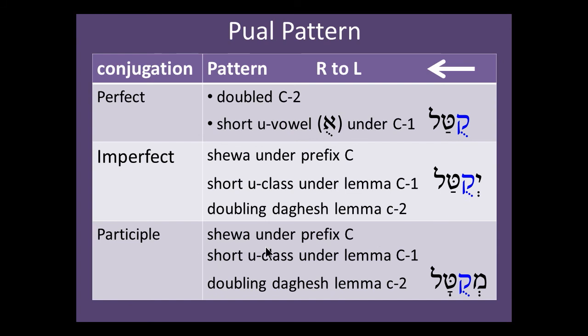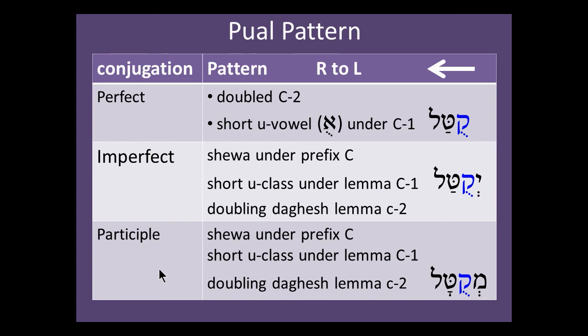Participle, you will have again the shva under the prefixed consonant right here, the mem with a shva underneath. That's your sign of the participle in the stems outside the Qal except for Nifal. So you have your mem with a shva, and then it will be followed by a U-class vowel under the first lemma consonant. And of course you're doubling your second consonant right there. So mequtal. That's the Pual participle.